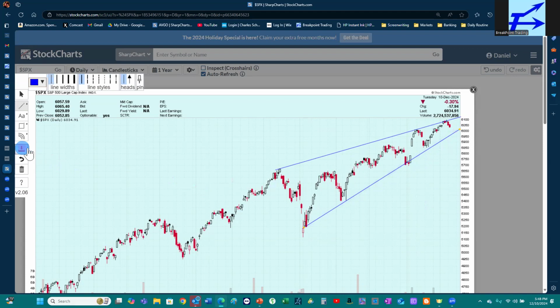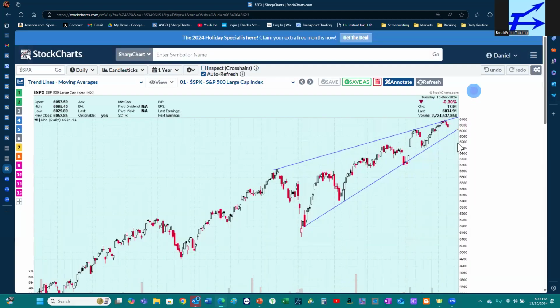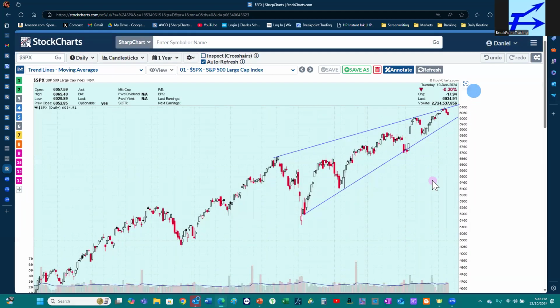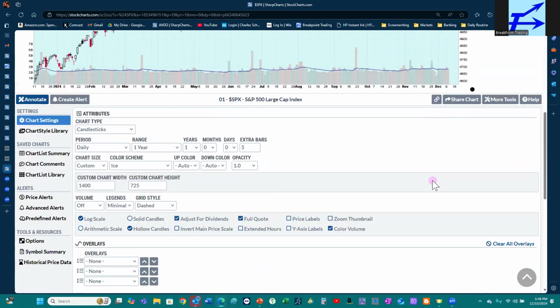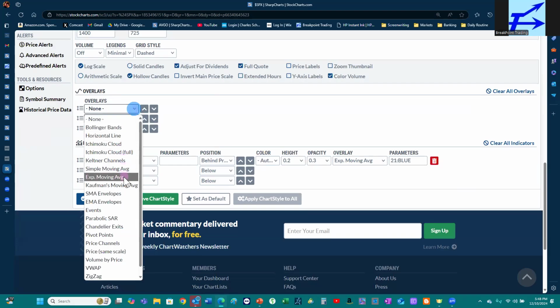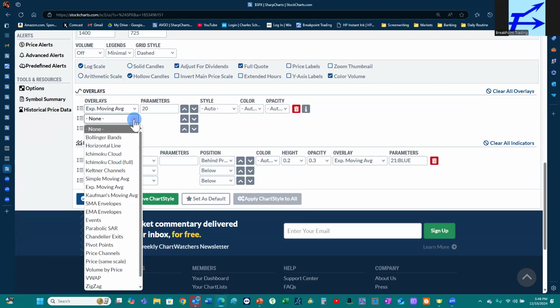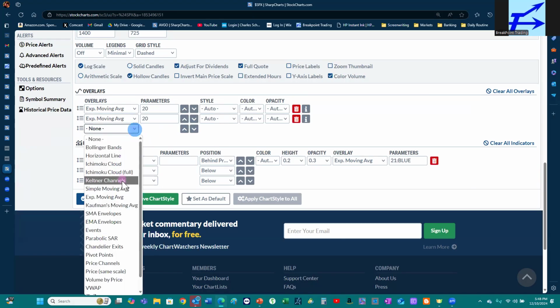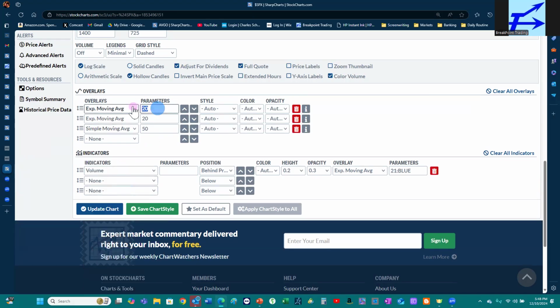So there's the S&P. Now, what would this look like if we added moving averages? So I'm going to add 3 moving averages: 2 exponential moving averages and 1 simple moving average. And what I like to do, and this is completely personal preference, is use an exponential moving average for anything less than 50, and anything 50 or greater, I use the simple.